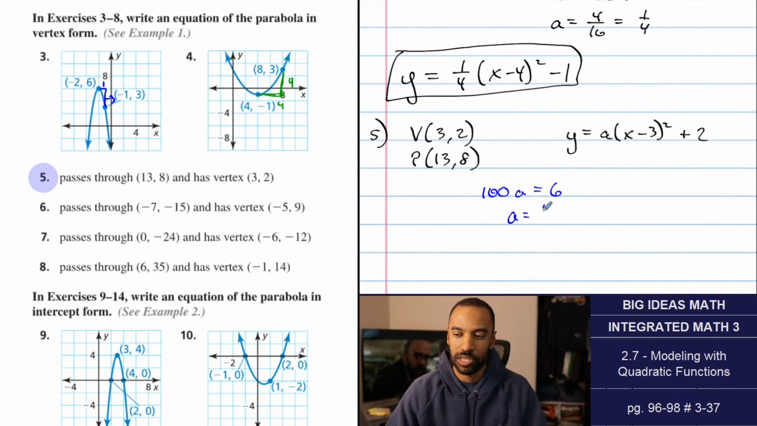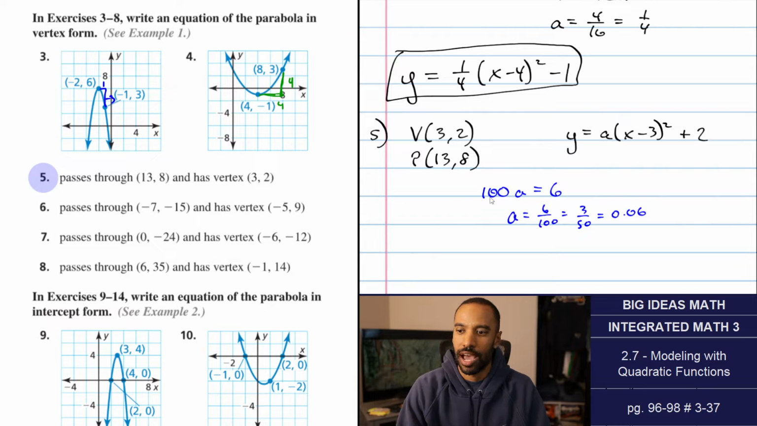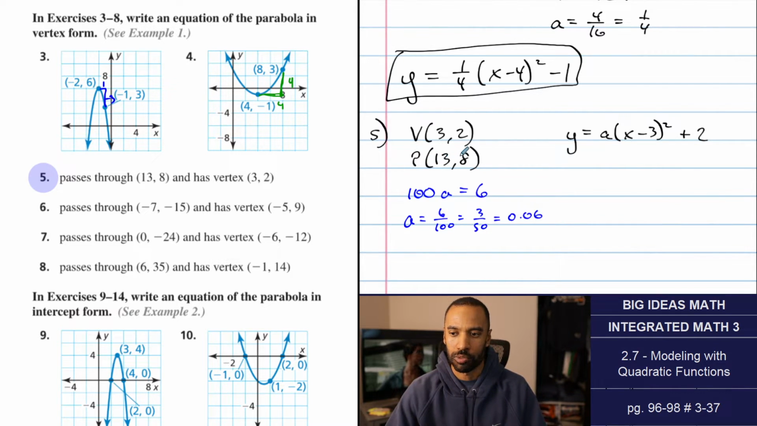So a is going to be 6 over 100, which, it depends. You can either say 3 over 50, or you can say 0.06. Either is going to apply, 3/50ths or 0.06. Now, I got to this 100a equals 6. I imagine we're also going to get to this 100a equals 6 as we do the problem through this method of plugging in this for x and this for y.